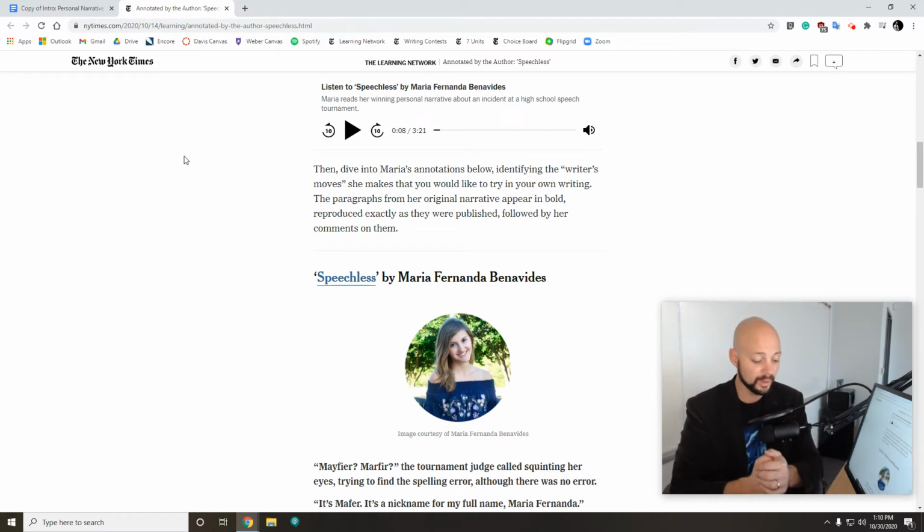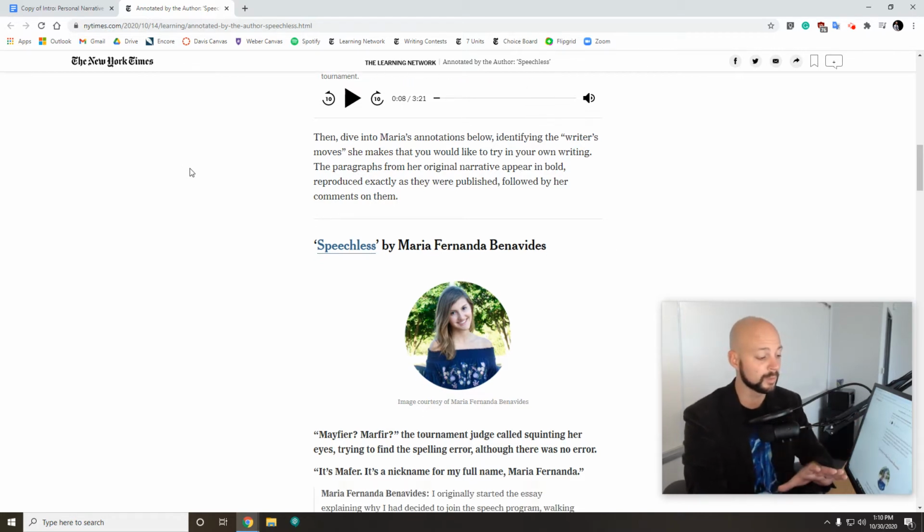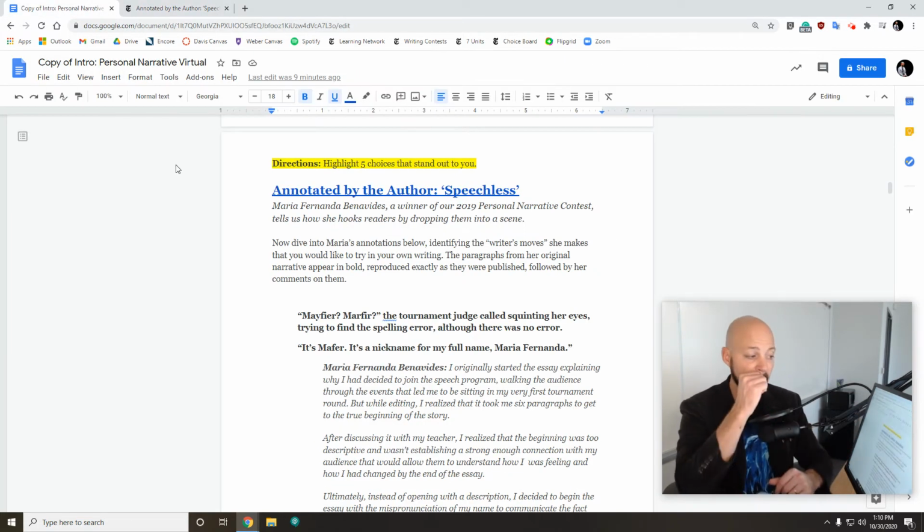This is wonderful because oftentimes we just see the final polished piece and we read it, we're like, oh my goodness, I can never do that. How did that student do that? Well, in the annotated by the author section, we're going to learn that. So I copied and pasted it directly from the Learning Network, but let me show you how it's set up.